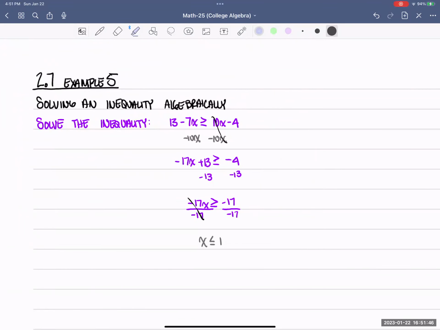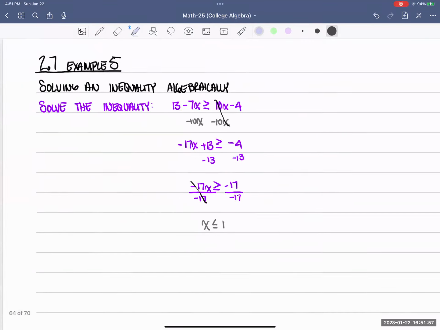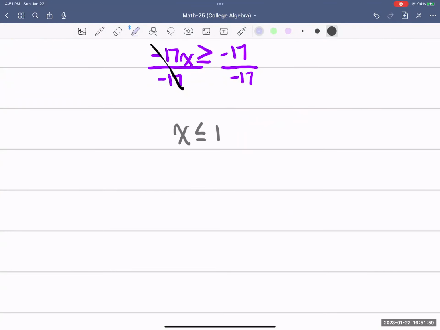And it doesn't look like they wanted it in interval notation. Let me just check. Let's just make it interval notation. So from here, x being less than or equal to positive 1, I'm going to throw this onto a graph just so we could see exactly where these values are coming from. X less than or equal to positive 1. This is one of the reasons why I like having x on the left side.